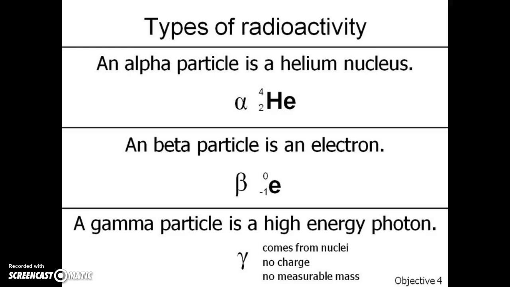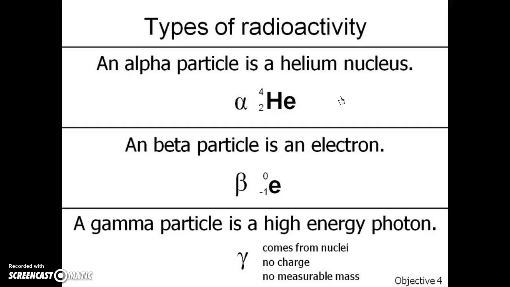Alright guys, so there are three types of decay that we are going to look at. The first is alpha decay. Alpha decay produces an alpha particle, which is a helium nucleus. It's denoted by this symbol here, and being a helium nucleus, it has a mass number of 4. Remember, the mass number is the number of protons plus the number of neutrons. It has an atomic number of 2, meaning that it has 2 protons.